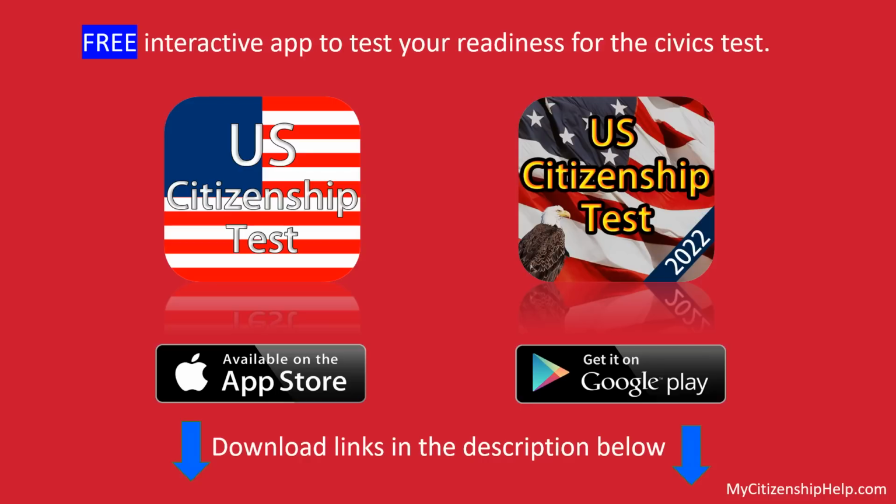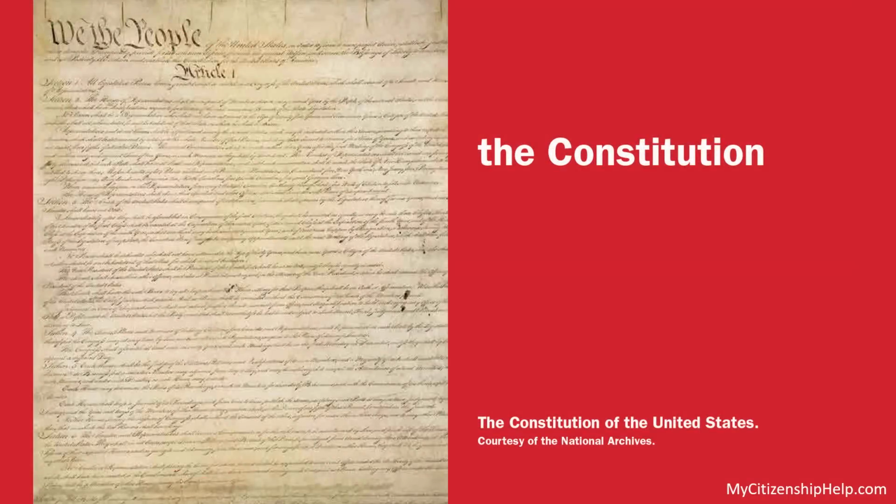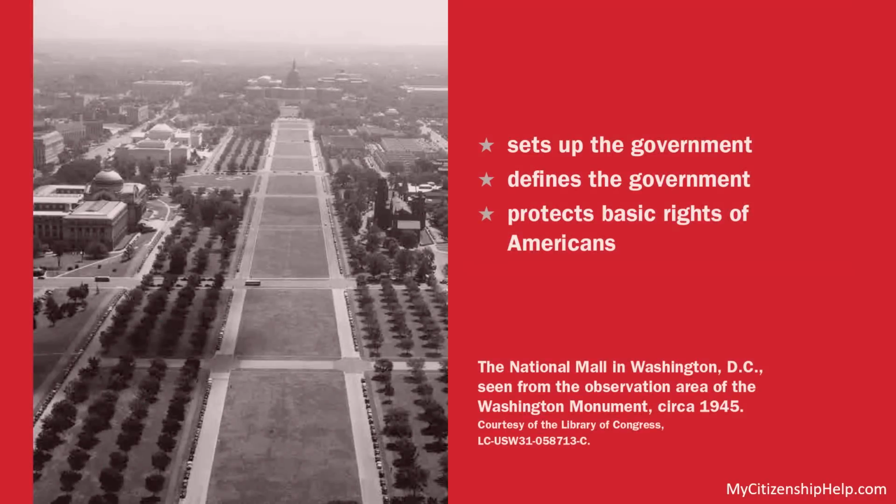Now, let's start. What is the supreme law of the land? The Constitution. What does the Constitution do? Sets up the government. Defines the government. Protects basic rights of Americans.